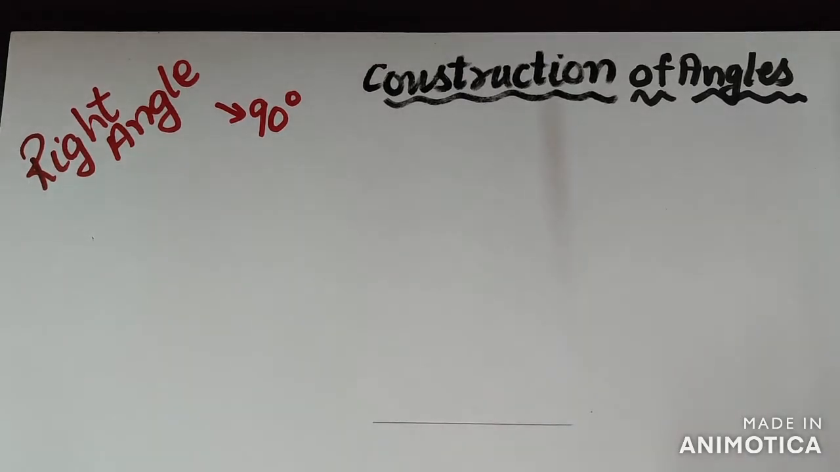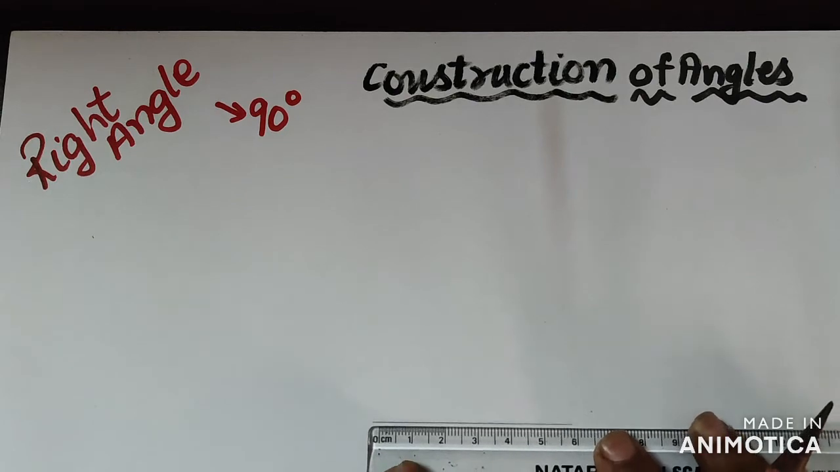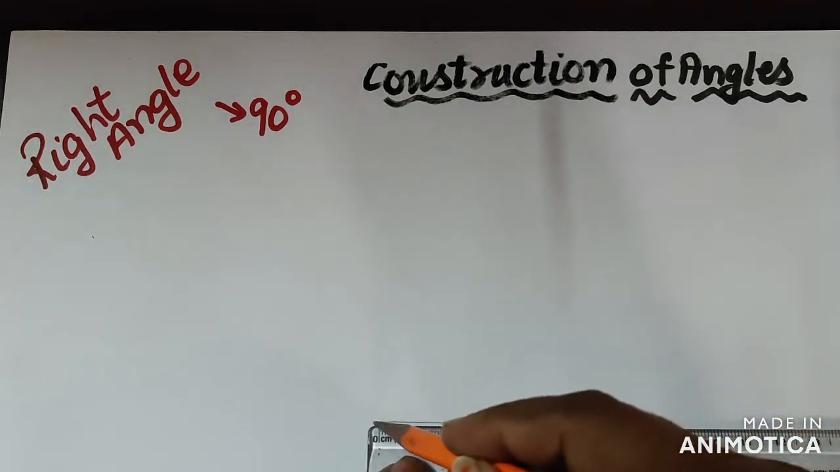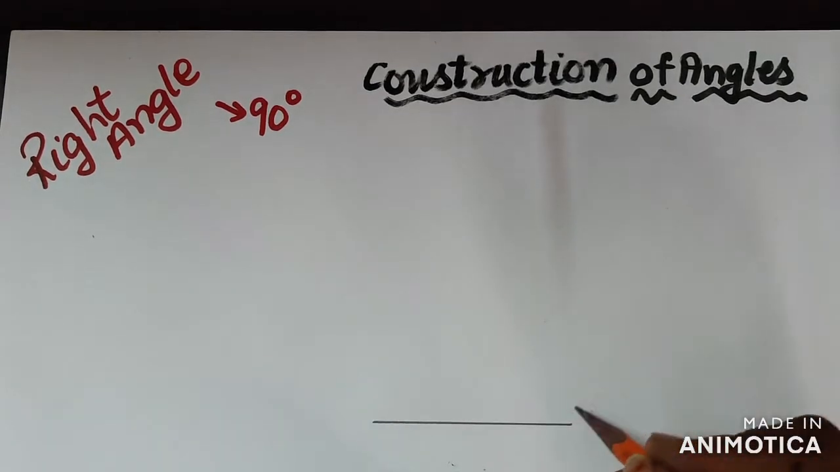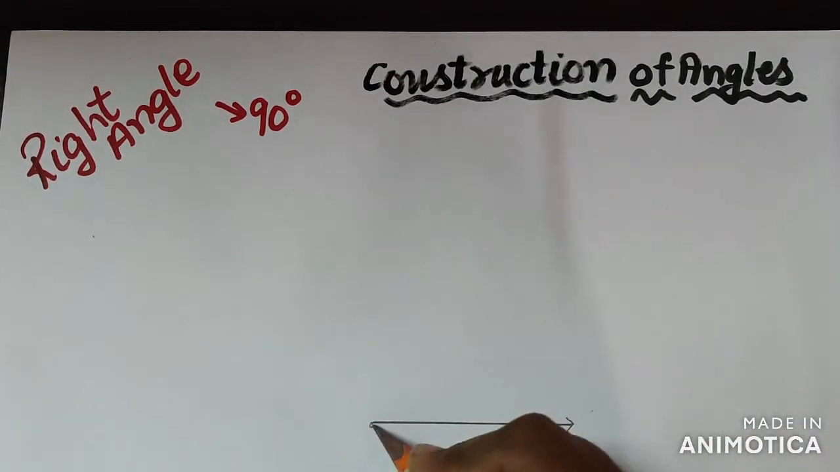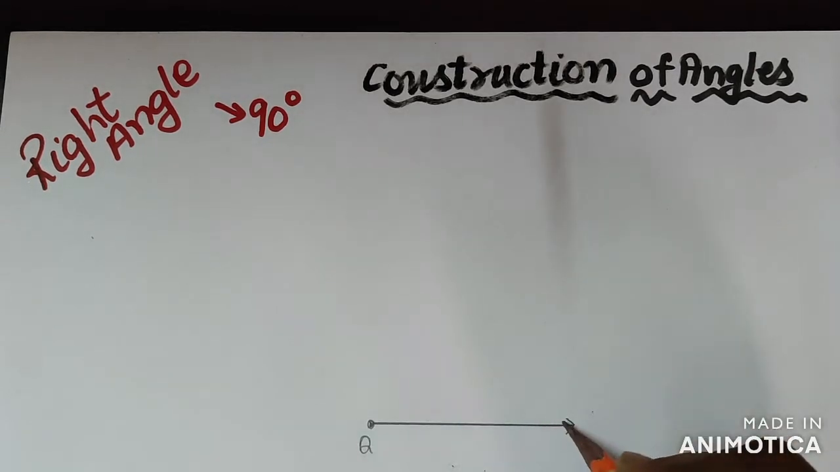First we will draw a line of 6 centimeter. You will not measure it exactly, but at least it should not be very big. 6 centimeter line. Just make the arrow and give the name. This one is Q. Any name you can give, and you will write it down in capital letters. This one is R. Right?